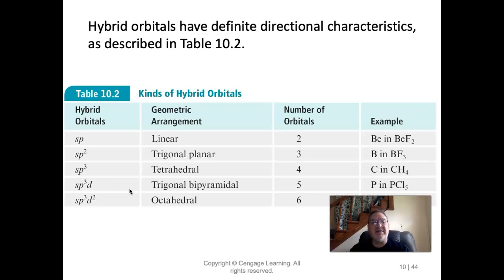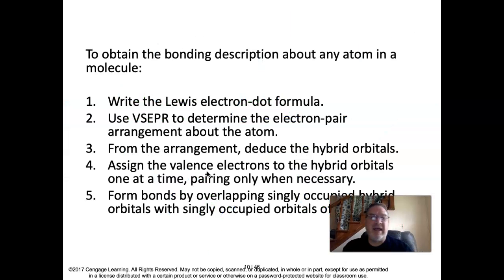But what's great about this is that the hybrid orbital and the arrangement are tied together. You will never see a central atom that is using the sp3 hybrid and not a tetrahedral arrangement. Okay, they're always tied in together. And again, you're going to see questions that are asking you to identify not only the geometry, but also the type of hybrid orbital. Everything starts with the electron dot formula. So you want to keep that in mind.